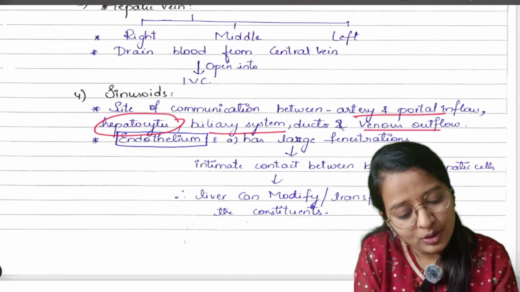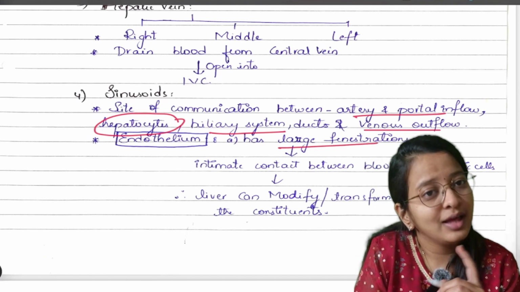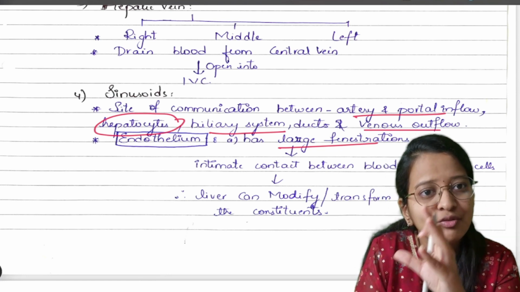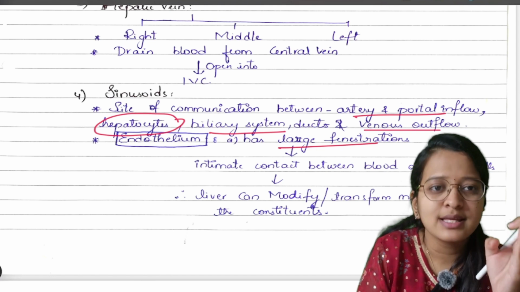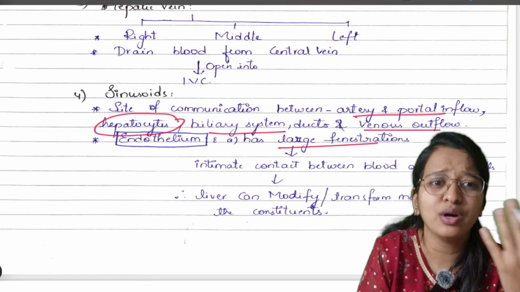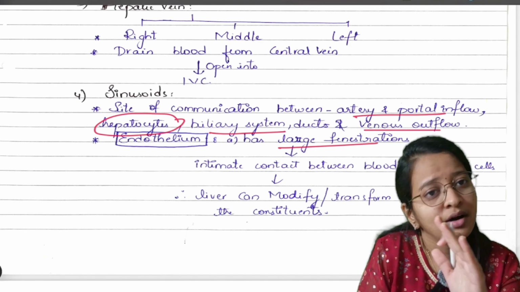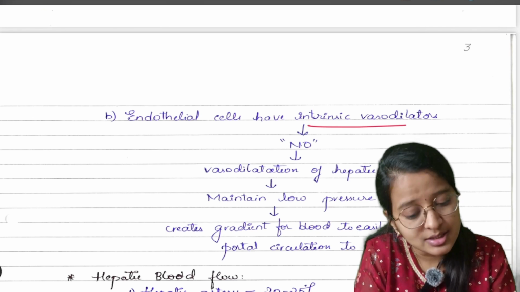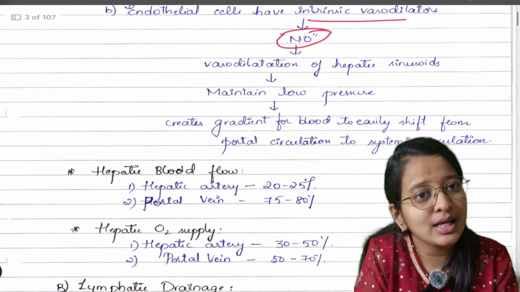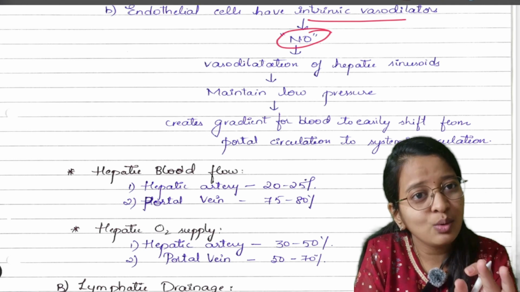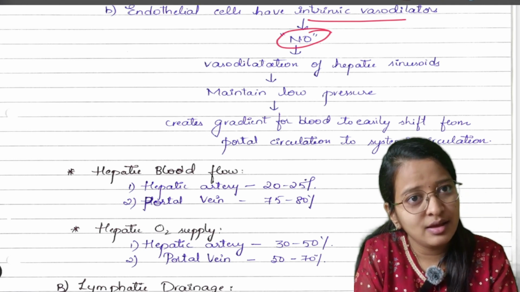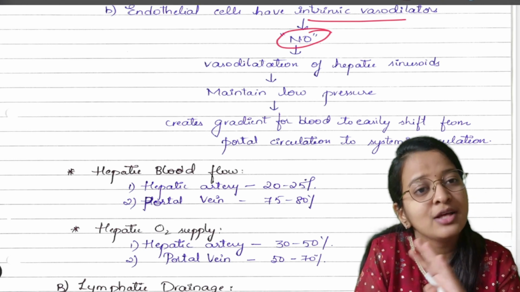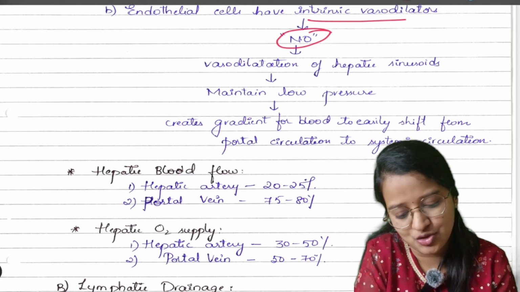So, the endothelium and these large fenestrations help with the intimate contact, and this is how the constituents of the blood enter the hepatocytes, and there the transformations, modifications, metabolism, whatever, everything takes place. Secondly, the intrinsic vasodilator, nitric oxide, helps in the vasodilatation of the hepatic sinusoids, so the pressure decreases. So there is a pressure gradient between the portal circulation and the systemic circulation. So this helps in the communication too.